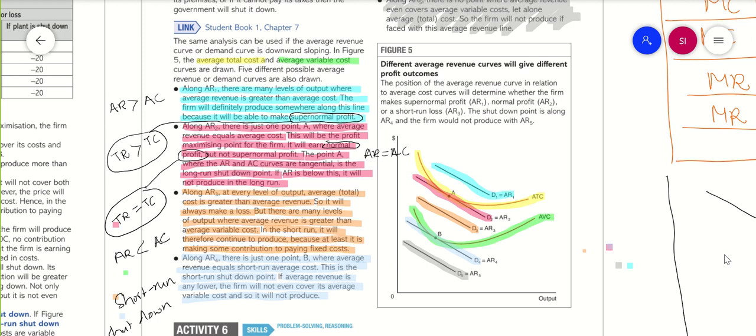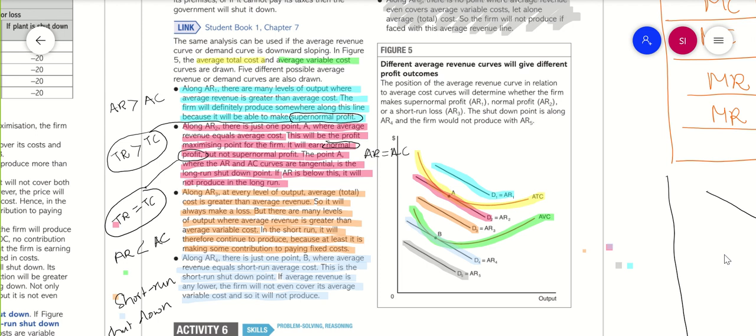Moving to the orange curve, which is D3 AR3, at this level, the average cost is greater than the average revenue. So at this point, the firm will make a loss, and in the short run, it will therefore continue to produce, but at least it should make some contribution for paying its fixed cost. So definitely it's a loss-making point, but still it can manage to pay its fixed cost.